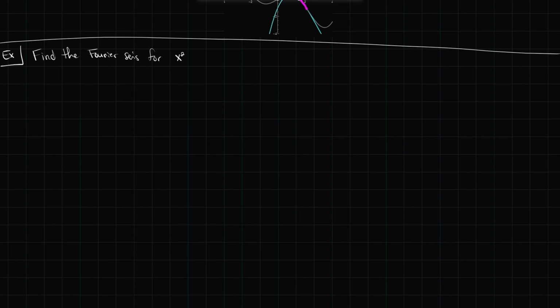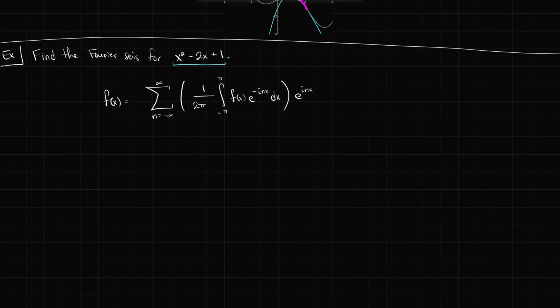For the function x squared minus 2x plus 1, and recalling the formula for the Fourier series, we have the following. A function is equal to an infinite sum, and the coefficients are determined by the integral from negative pi to pi of f of x e to the minus i n x dx, times e to the i n x. And in this case, our function f is right here, so we'll be replacing that f of x with x squared minus 2x plus 1.